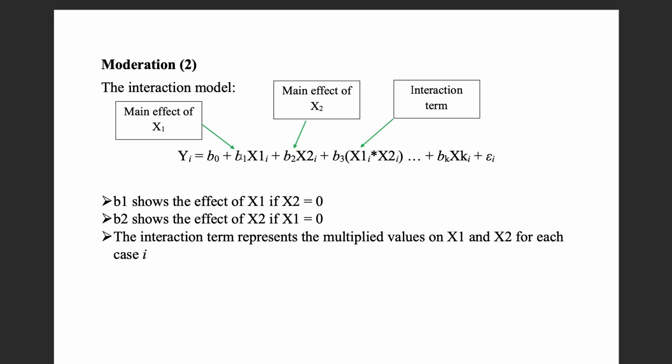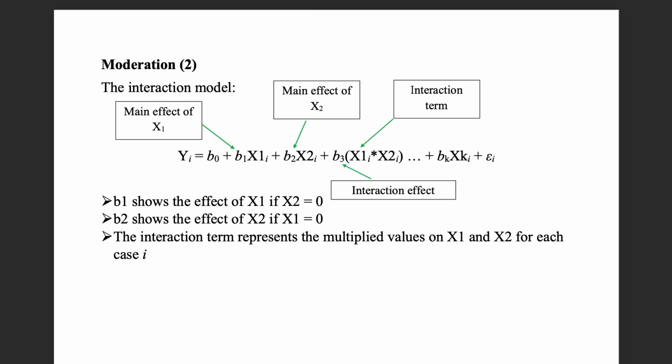Well, then this part of the regression model would be multiplied by 0, so that would drop out of the equation, and this interaction term would be multiplied by 0, so it would drop out of the equation. Yeah, so that's what the main effects in the model tell us.